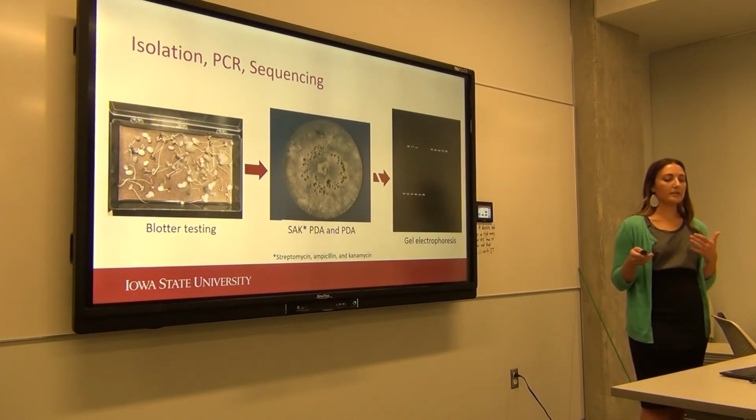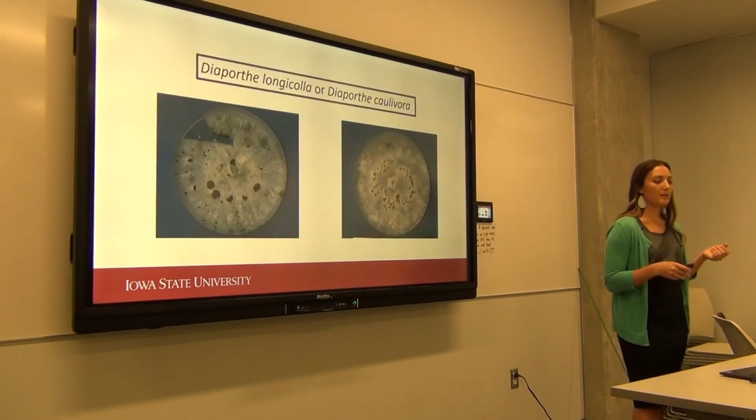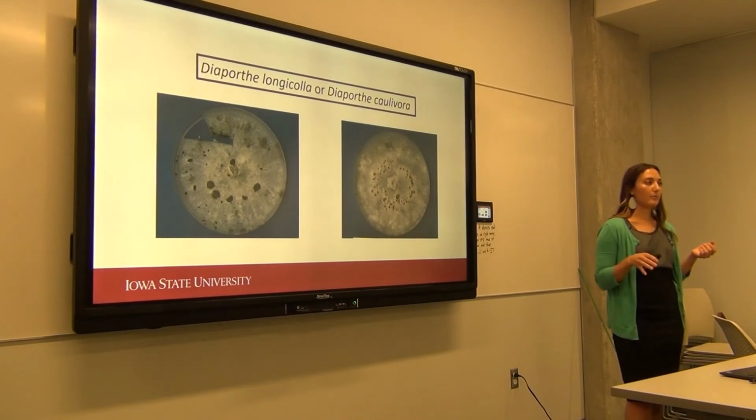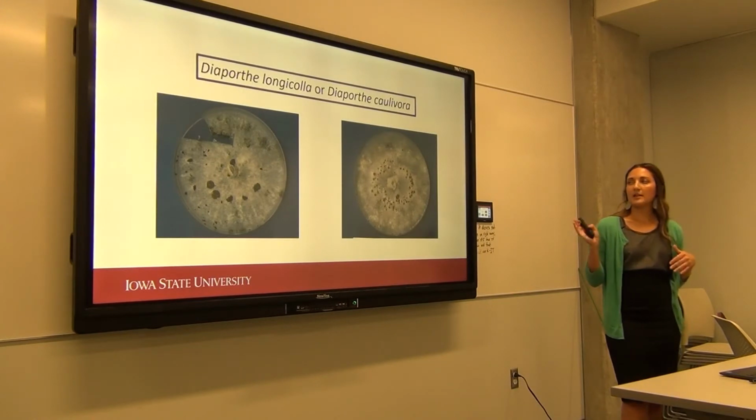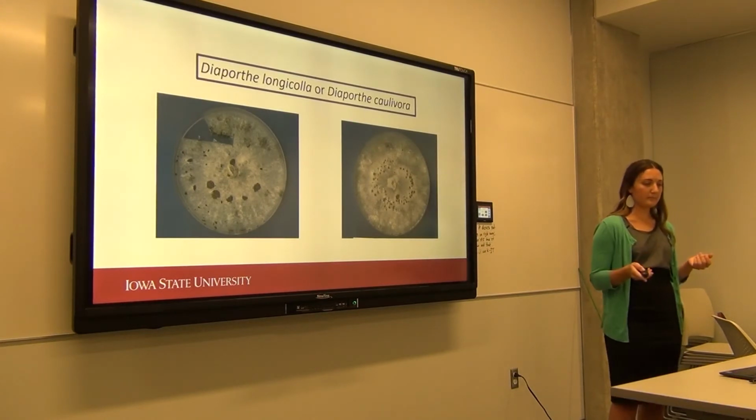And then we sent the purified PCR product for sequencing, and we found that Diaporthe longicolla or Diaporthe caulivora were the species that were found on the bulk seed in both years. And you can see that morphologically on the plates, they look a little bit different, but when you're looking at the seed, there's no way to really tell what species is present.